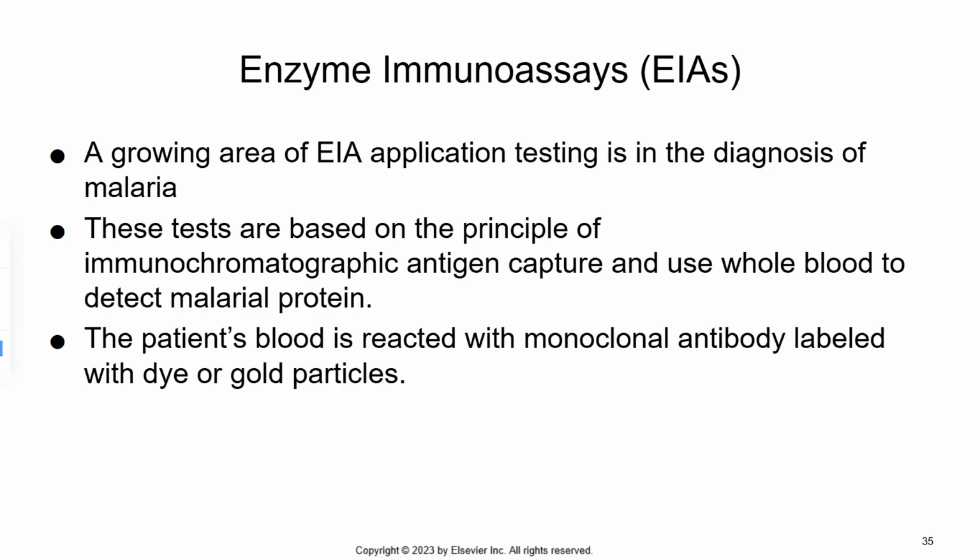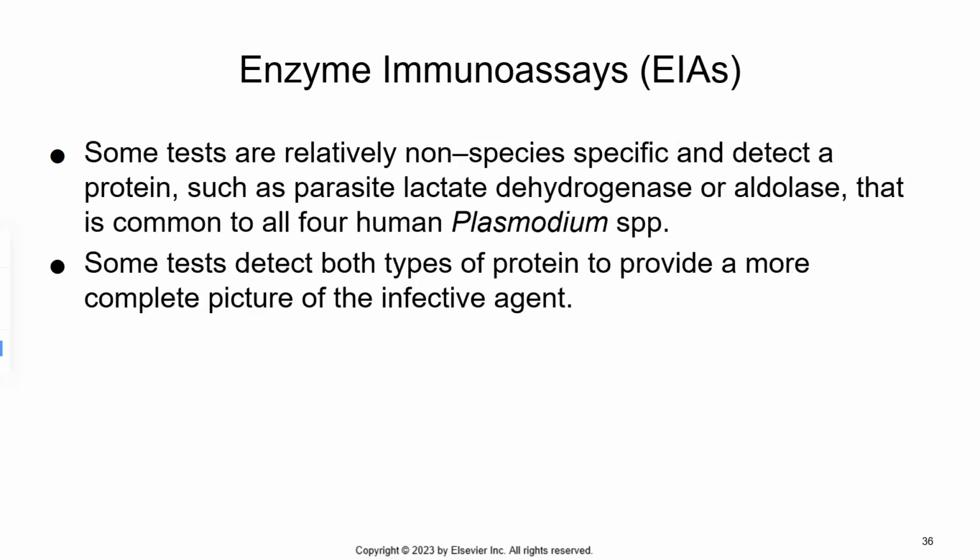A growing area of EIA application testing is the diagnosis of malaria. These tests are based on the principle of immunochromatographic antigen capture and use whole blood to detect malaria protein. The patient's blood is reacted with monoclonal antibody labeled with dye or gold particles. Some tests are relatively non-species specific and detect a protein, such as parasite lactate dehydrogenase or aldolase, that's common for all human Plasmodium species. Some tests detect both types of protein and provide a more complete picture of the infective agent.